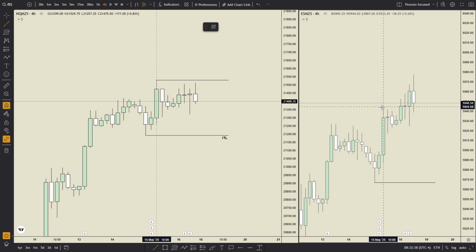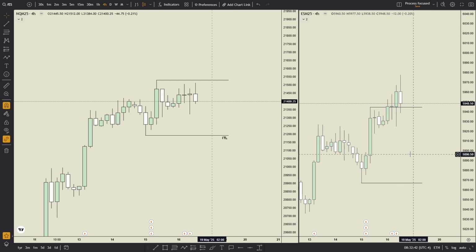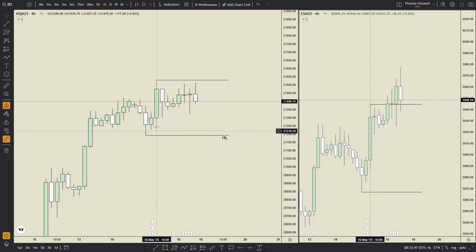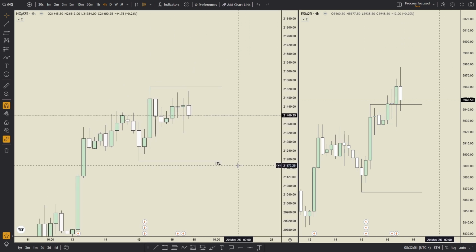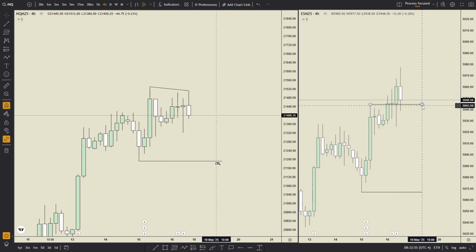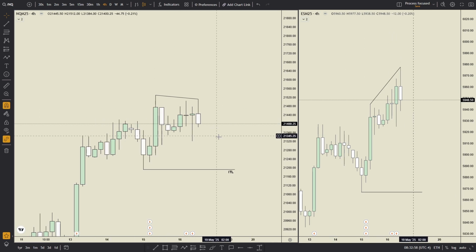So as you can see, this high has been taken out, and we have just completely left this high. ES is trading through the range, NQ is trading inside the range. So right now we've got a bit of an uncertain range with the SMT at the highs. So price is just chopping around now.